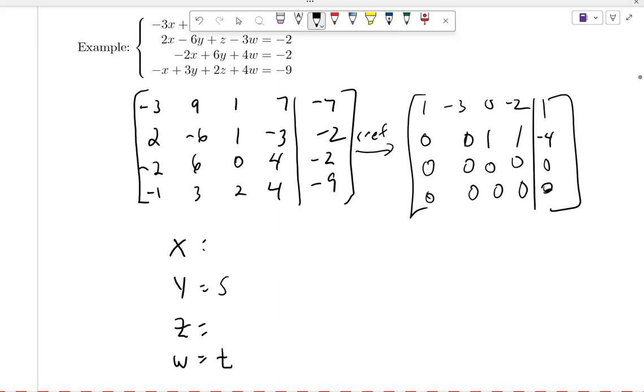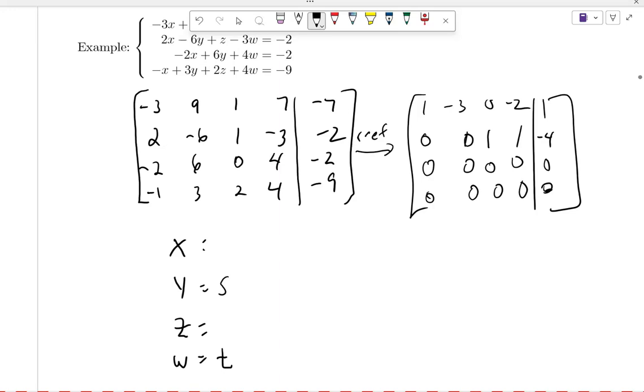Now, in the other examples we've done, if we had more than one parameter, it seemed like they were in the rightmost columns, right? Doesn't have to be. It's where the columns don't have a pivot. In this case, column 2 did not have a pivot and column 4 did not have a pivot when we put it in reduced row echelon form. All right? So that's where your parameters are.